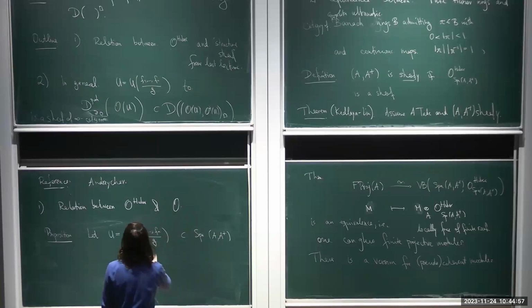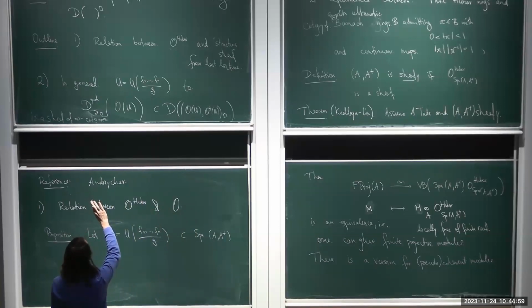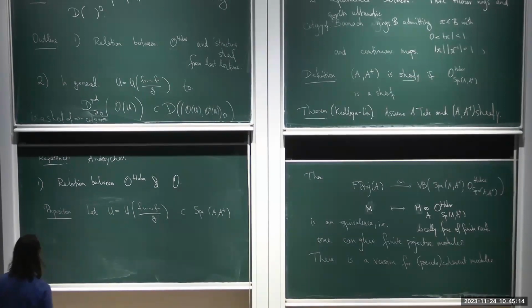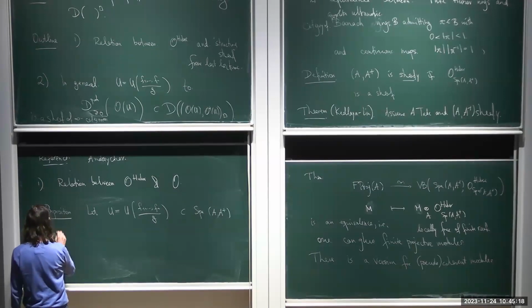So I should say, do I need it here? In my mind, I'm making the blanket assumption that A is Stein throughout this lecture. It may or may not be necessary for everything I'm saying. Okay, so this will be a rational subset.